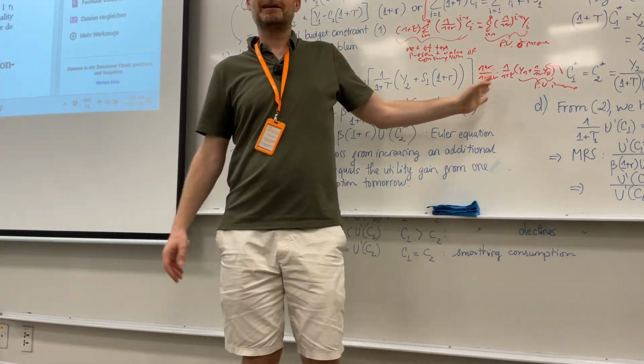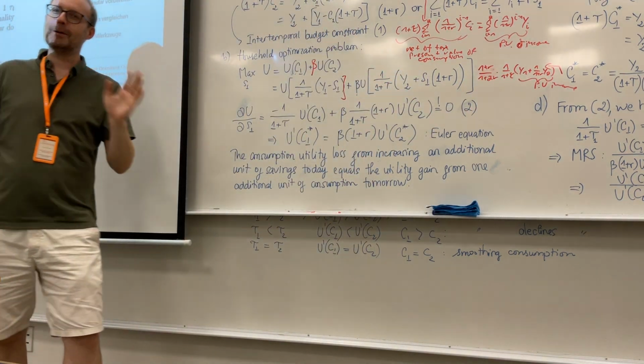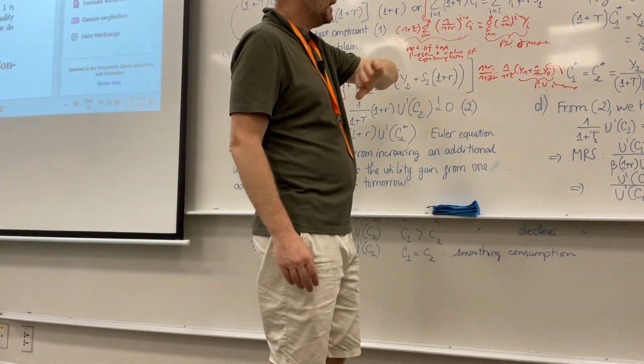But that's okay. Here we're working on a problem set and it came out exactly as we expected. We anticipated there's 1 plus R over 1 plus 2R. But there we go.